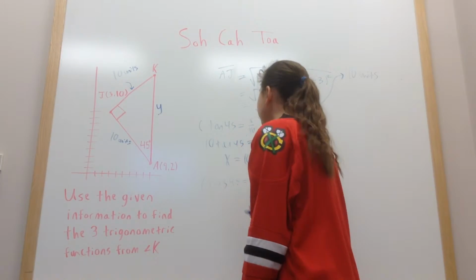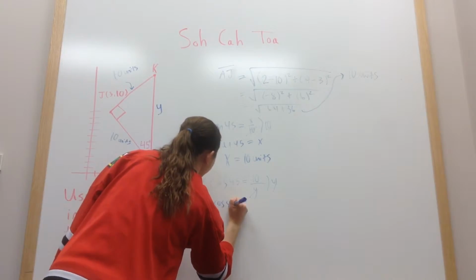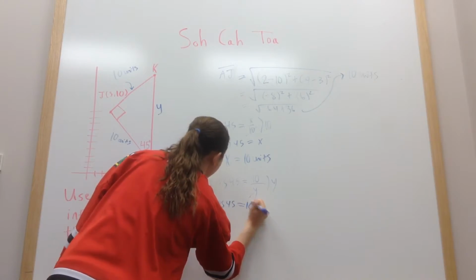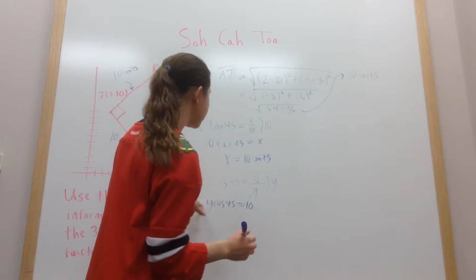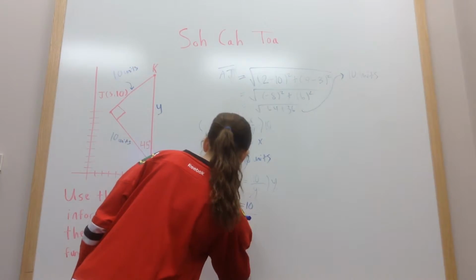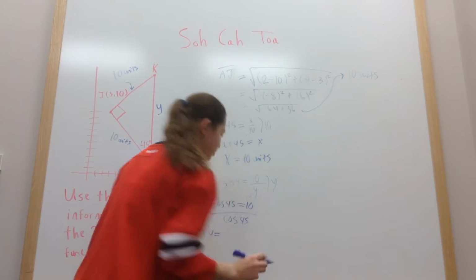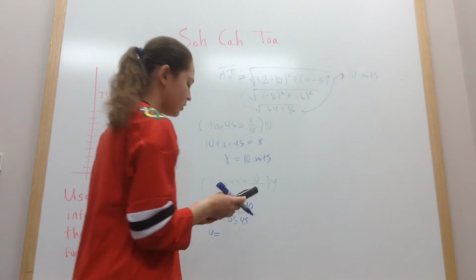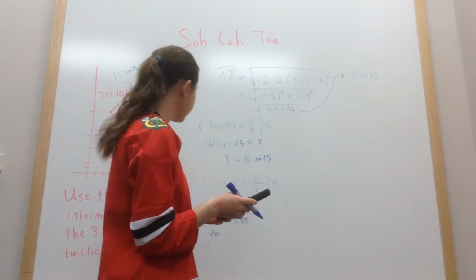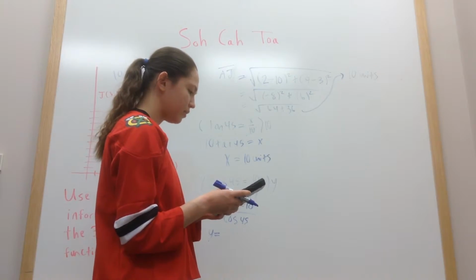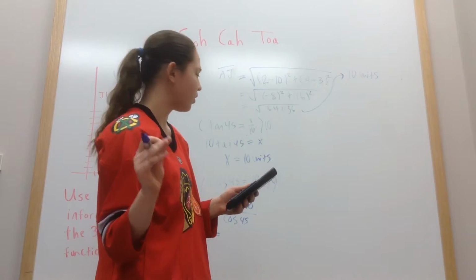So that cancels. This means over here I get y cosine of 45 is equal to 10. I'm going to divide both sides by cosine of 45 to isolate my y. So let's get our calculators out. So 10, gotta make sure I'm in the right mode. There we go. Okay, 10 divided by cosine 45. I get this strange, ugly decimal, 14.14.